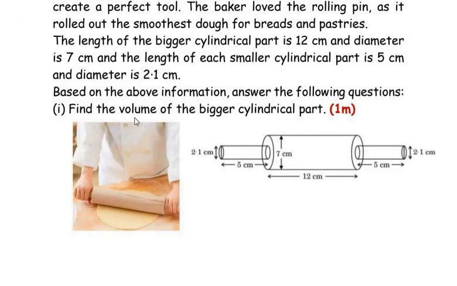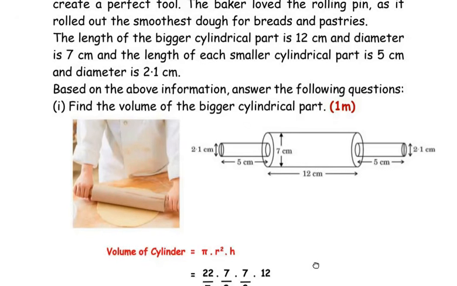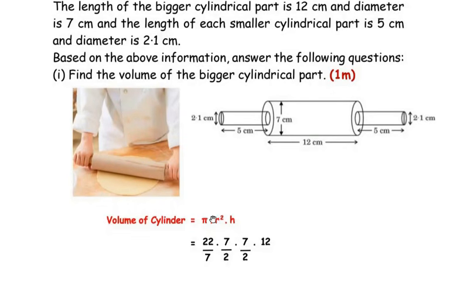So the formula to find out the volume of a cylinder is pi times r square times h, where r is the radius of the cylinder and h is the height or the length of the cylinder. And since here the volume of the bigger cylindrical part is asked, we need to take the radius and the height of the bigger cylinder. Now here 7 was given as the diameter of the larger cylinder. So the radius is going to be half of the diameter, that is 7 over 2. So in the formula we get, in place of pi, 22 over 7. Now in place of radius square we have written 7 over 2 times 7 over 2. And the height is also equal to the length of the cylinder. So in place of height we have written 12.